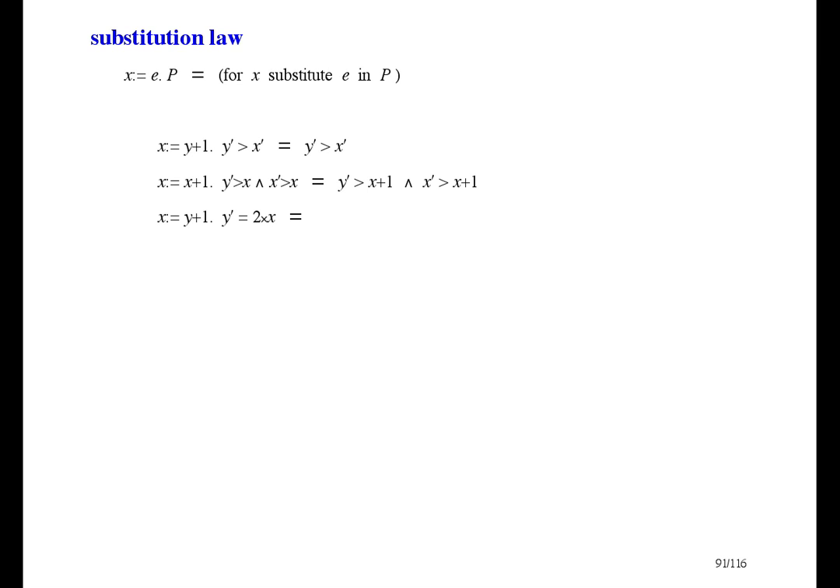In the next example, the only point is that when you replace x by y plus 1, you have to add parentheses so the precedence doesn't go wrong. And the point of the next example is that you replace only the non-local x, not the local x. So you get 1 is greater than or equal to 1, and that can be simplified. So the final result is that y has to be even in the end.